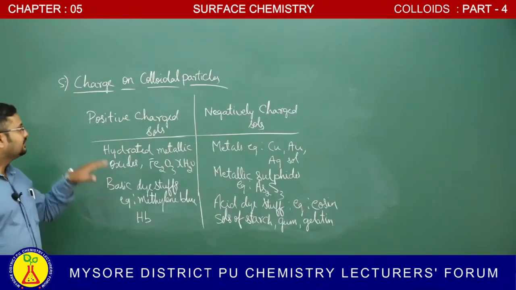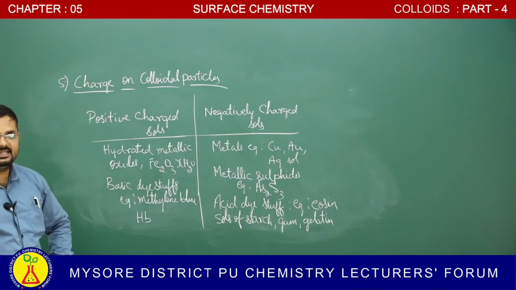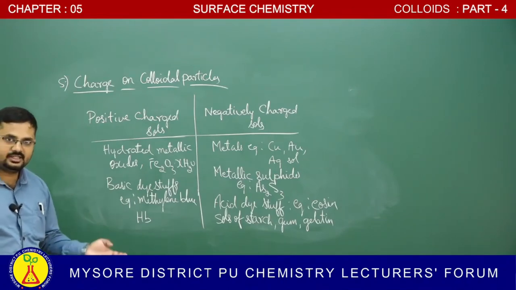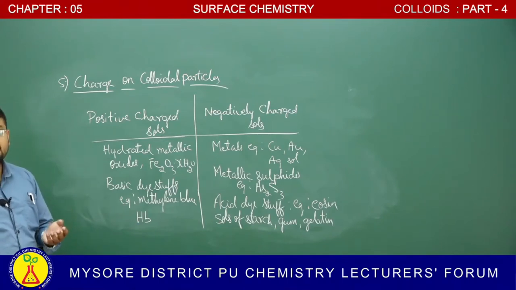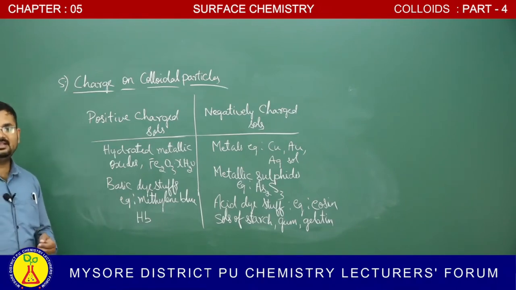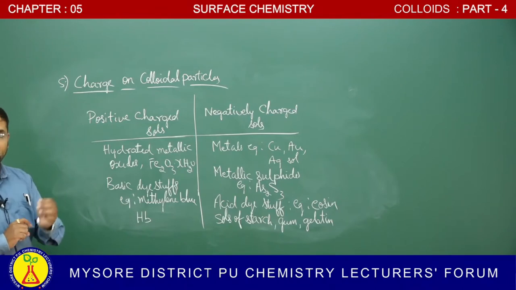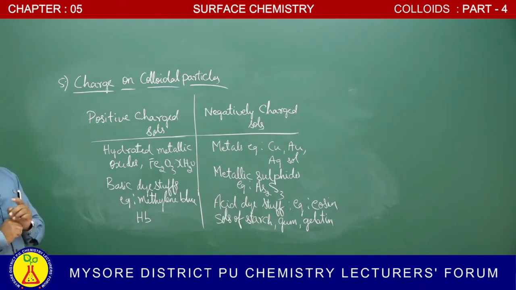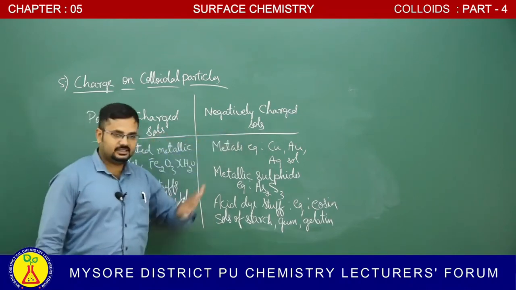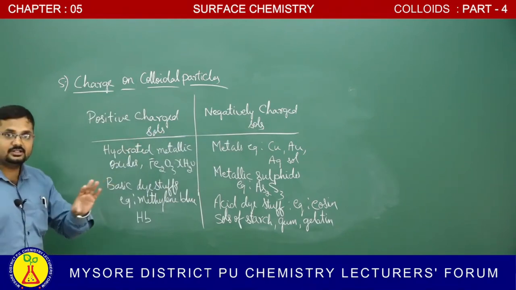Students, next we have charge on colloidal particles. You all know that any colloidal particle will carry either positive charge or negative charge. Depending on what? Preferential adsorption of charge from the solution. There will be some reasons why it carries the charge. Reason number one, capturing of electrons from air. Reason number two, preferential adsorption of ions from the solution, for example positive charge salts or negative charge salts. So which charge it will adsorb from the solution depends on preferential adsorption.